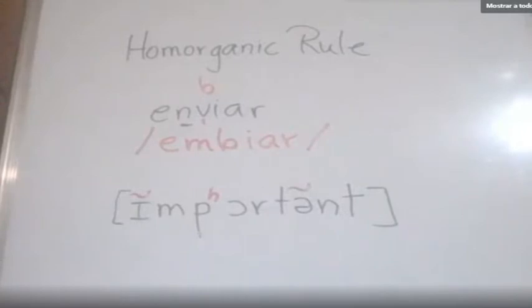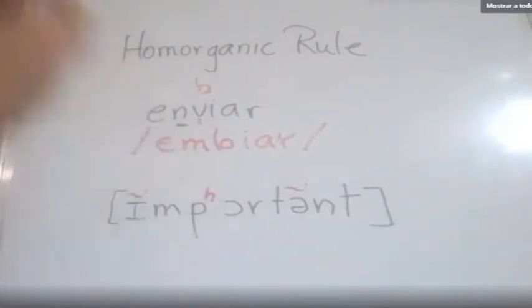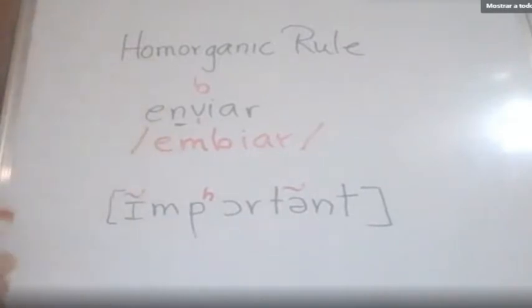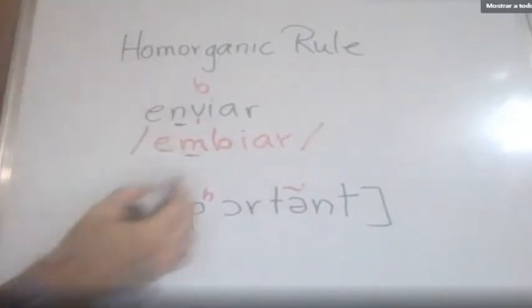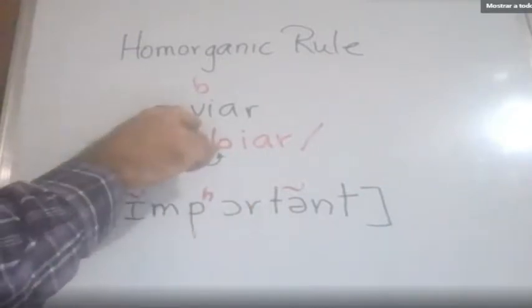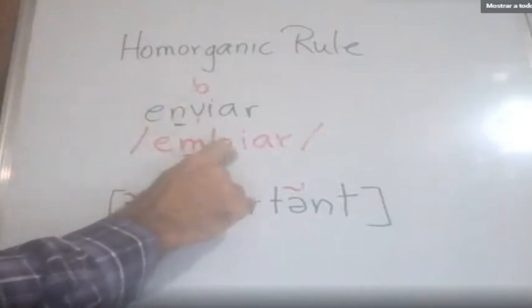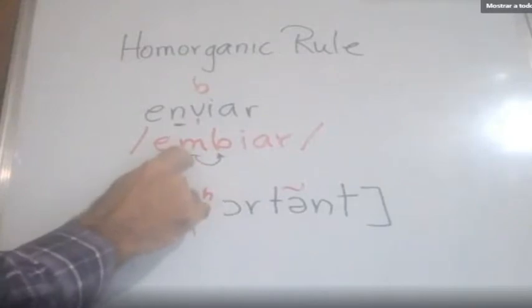Obviously, if I ask you to just pronounce enviar, you will be paying attention to the N and V. But if you put it in a sentence like, tengo que enviar una encomienda, then with enviar, immediately your head will switch N for M. Because the next sound is bilabial. Even though in spelling it is not bilabial, in pronunciation it is bilabial. So this bilabial sound will change the nasal.